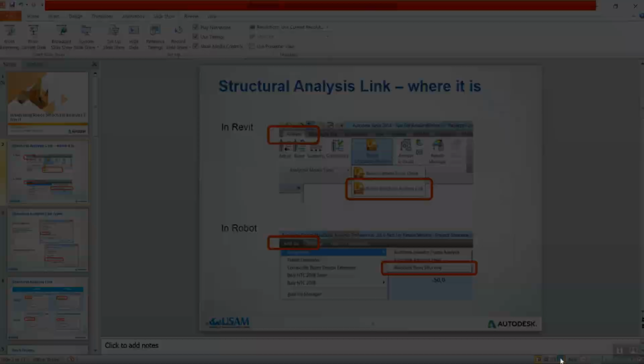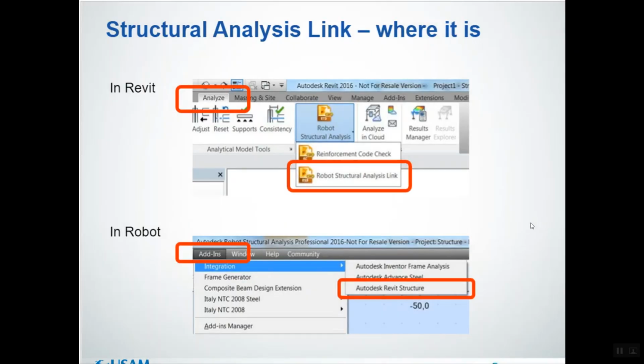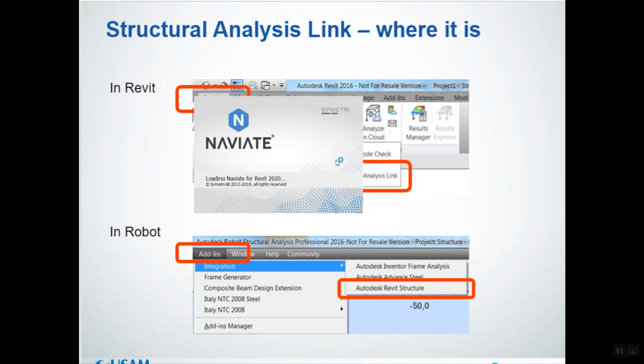Yes. So as I informed, this is a structure analysis link. This will be an add-in in Revit. The add-in will be there in your Analyze tab. In Revit, we'll be having the Analyze tab. In the Analyze tab, we'll be having this link called Robot Structure Analysis. If you drop it down, we'll be having two tools.